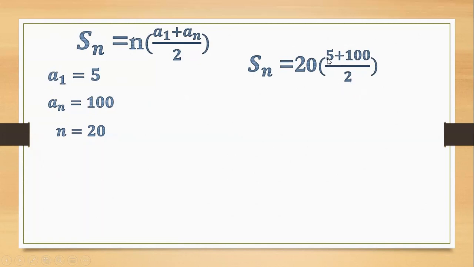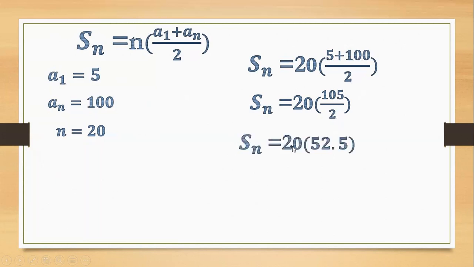First, add muna natin. 5 plus 100 equals 105. So, just copy S of n equals 20 and copy also 2. Next, divide. 105 divided by 2. So, copy again, S of n equals 20. When we divide, 105 divided by 2 equals 52.5. Next, multiply 20 times 52.5. The answer is 1,050. So, the sum from 5 up to 100 with the difference of 5 is 1,050.